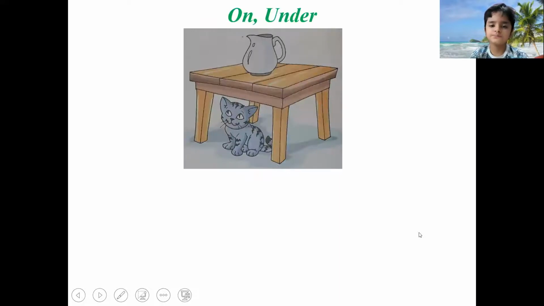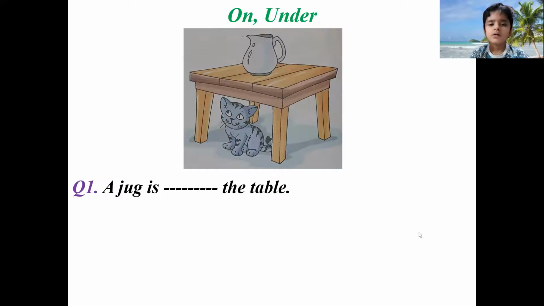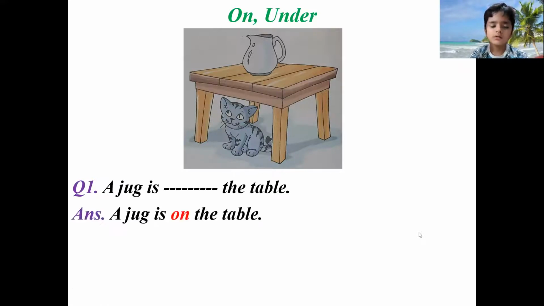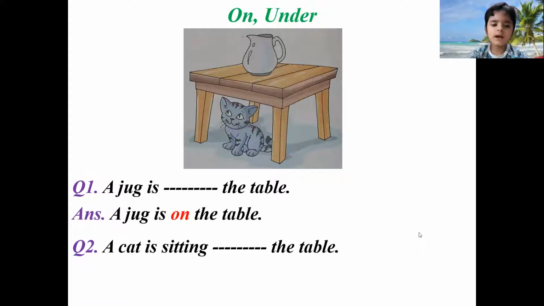On, under. A jug is on the table. The cat is sitting under the table.